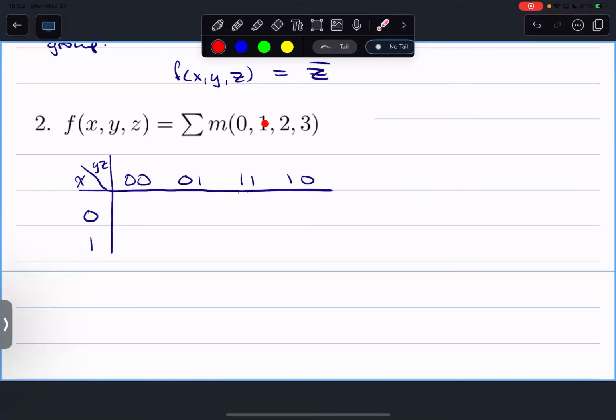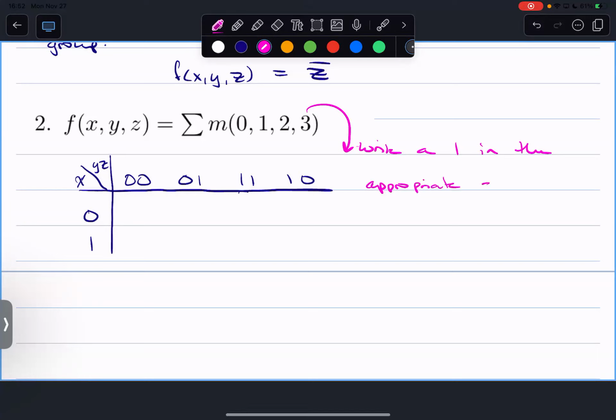Looking at 0, 1, 2, 3, what I'm going to do is just write a 1 in those spots. So I'm not going to write out the spots anymore. I'm just going to throw in a 1. So here, write a 1 in the appropriate spot right away. Right, save you a little bit of time.